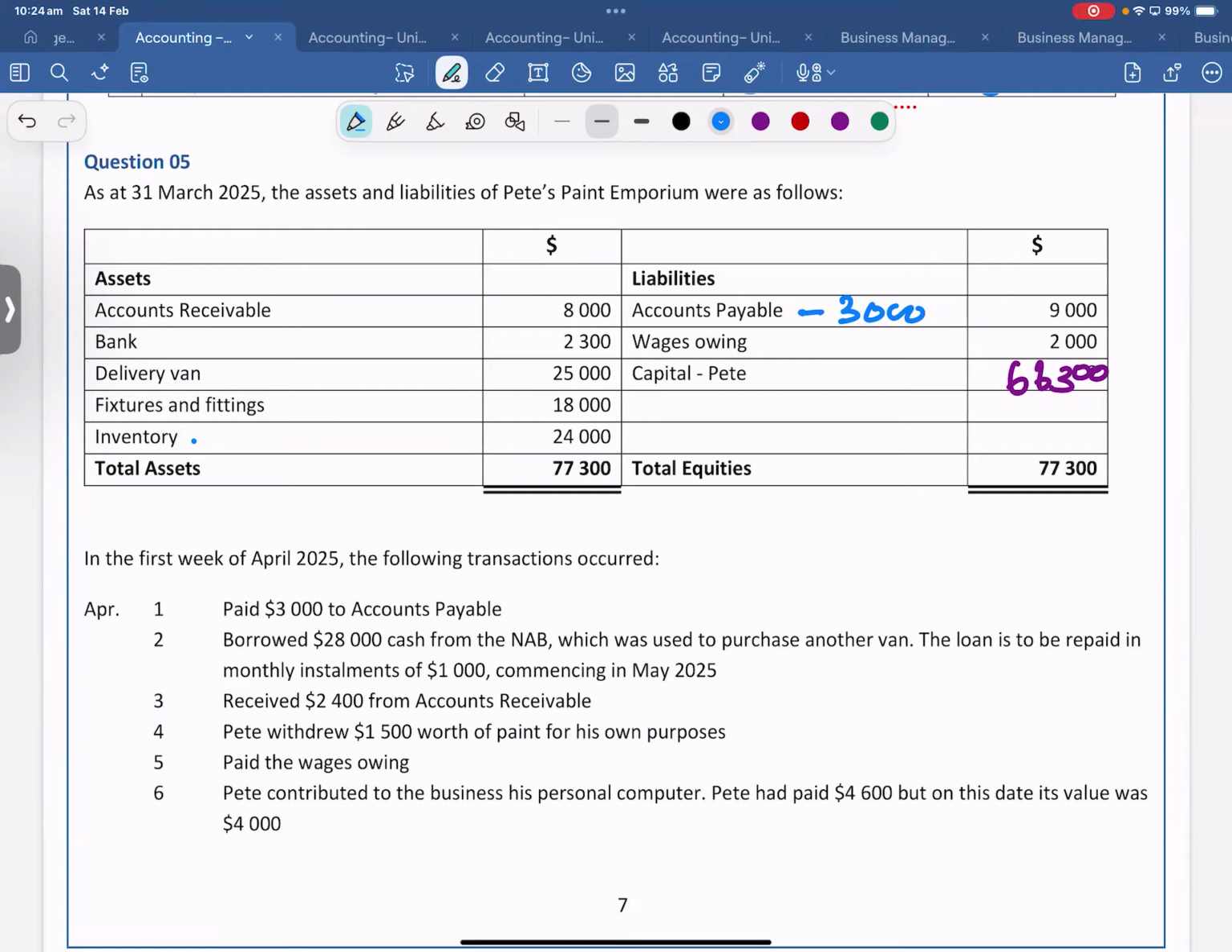No. So you paid the accounts payable. So let's say you had owed money to your friend. Now you paid it today. What happens to you? So your accounts payable, your money also decreases. So we go to the bank. Minus 3,000. Got the point? Right. Now what do we do?